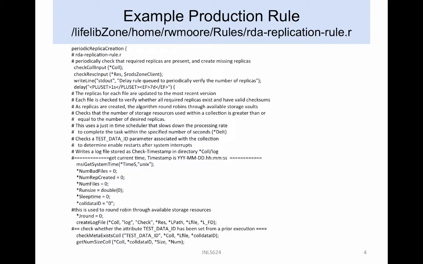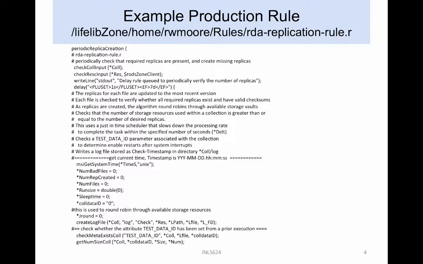These include check input collection name with check call input, check input resource name with check resource input, create a log file with create log file, check a metadata attribute on a collection, check meta exists call, get the number of files and size of a collection, get num size call, get a list of storage resources used by a collection, get resource call, verify the checksum on a replica, verify replica checksum, select a storage resource to use for a replica, select resource update, create replicas, update a metadata attribute on a collection, update call meta.